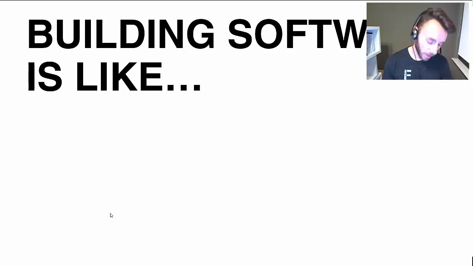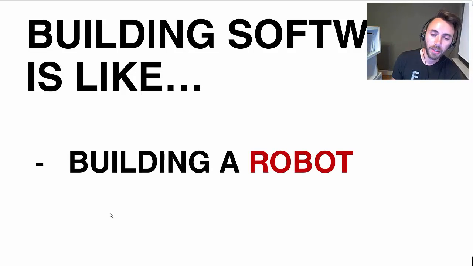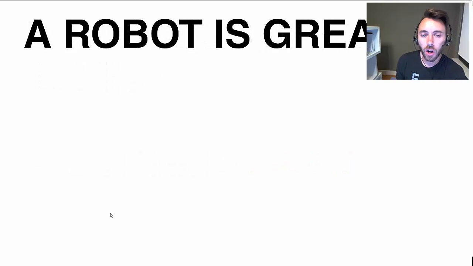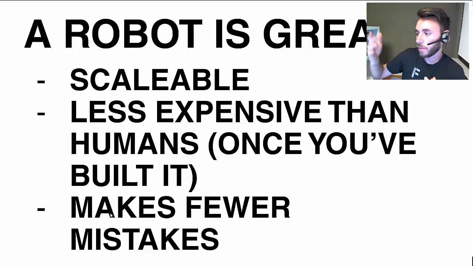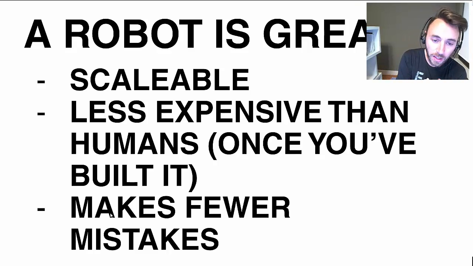Okay, so building, I want you to think of building software, or creating any potential solution. Building software in particular is like building a robot. Robots are great for a number of reasons. Robots are scalable. You build it once, you can replicate it multiple times. They're less expensive than humans. Once you've built it, they can work 24 hours a day. They don't need food, any of that good stuff, and they make fewer mistakes than humans. So that's the reason why robots and automated solutions are great in general.